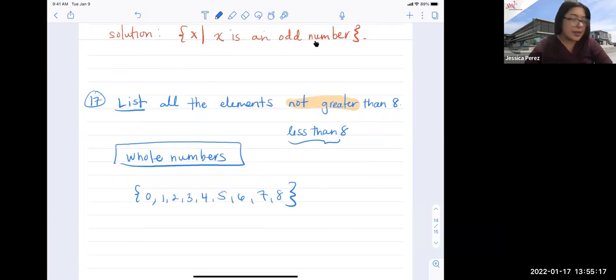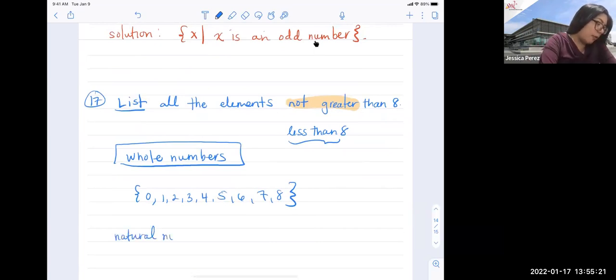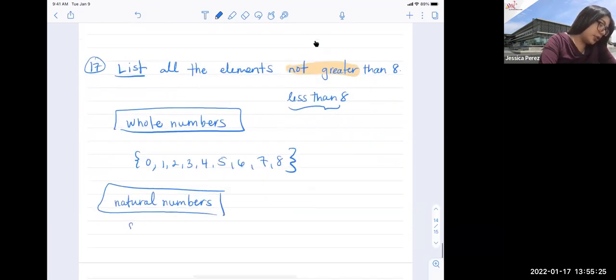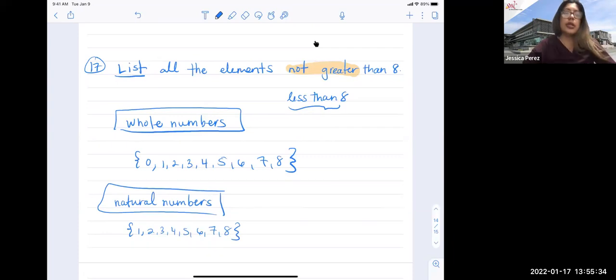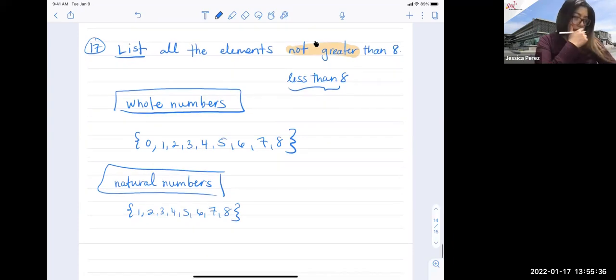If I would ask you for the natural numbers, natural numbers does not contain 0. So 1, 2, 3, 4, 5, 6, 7, 8. Notice the difference. One contains a 0, the other one doesn't. But I asked for whole numbers, so whole numbers does contain 0.